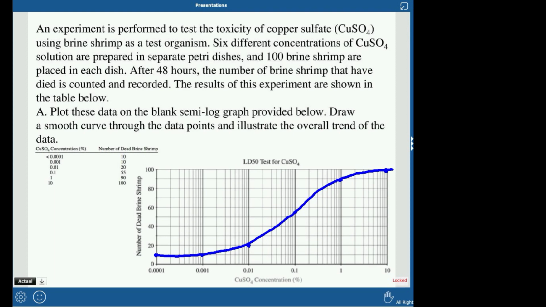So if we have 100 brine shrimp, our LD-50 is going to be where 50 die. So it's going to be right here. It's going to be between 0.01 and 0.1. Okay, so that would be our LD-50.